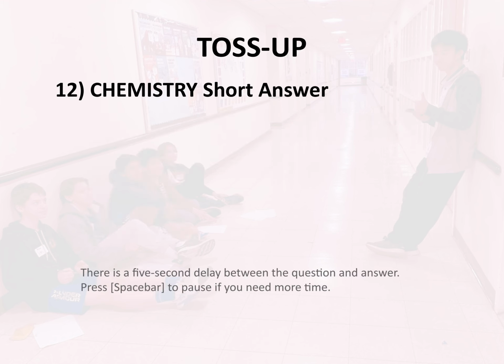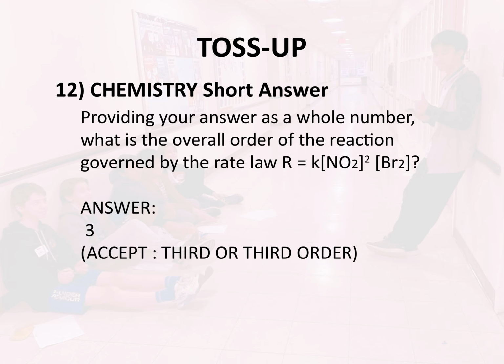Toss-up 12. Chemistry. Short answer. Providing your answer as a whole number, what is the overall order of the reaction governed by the rate law rate equals k times the concentration of NO2 squared times the concentration of bromine? Answer. 3.